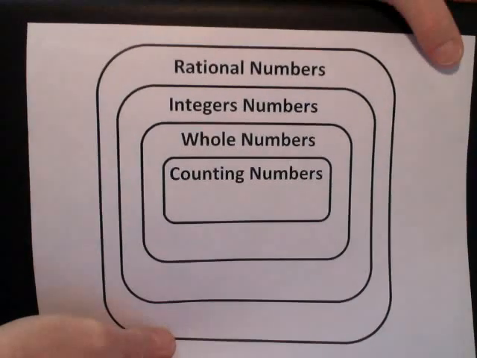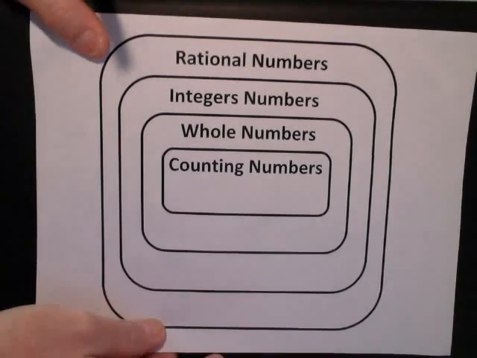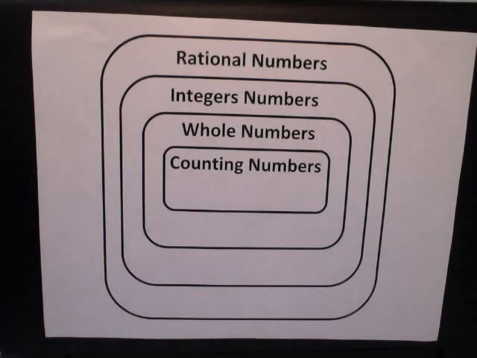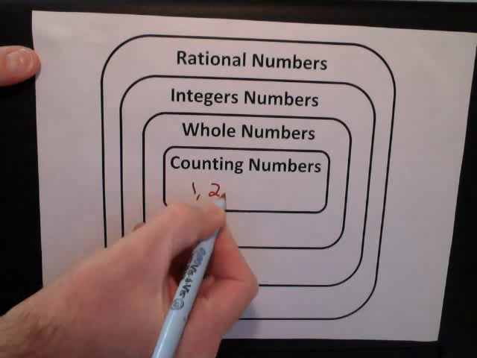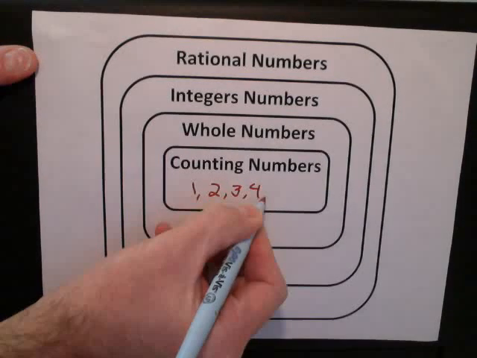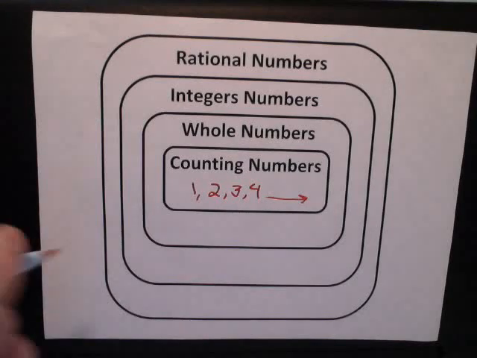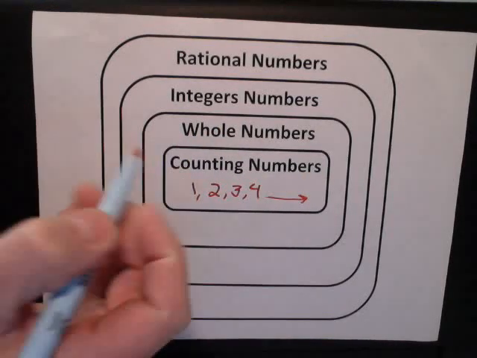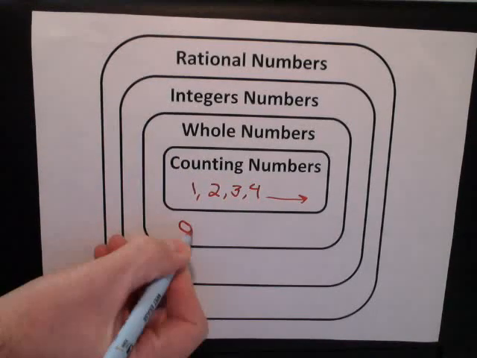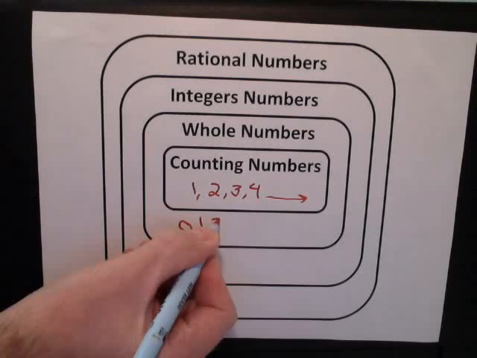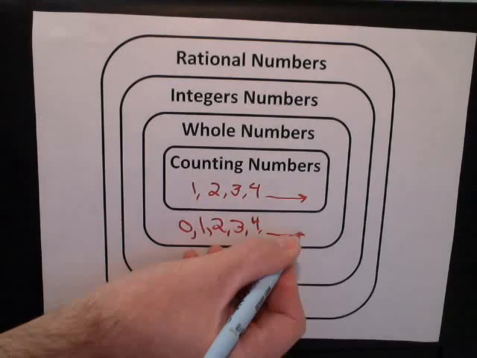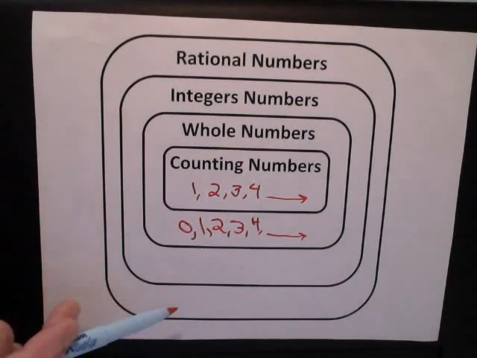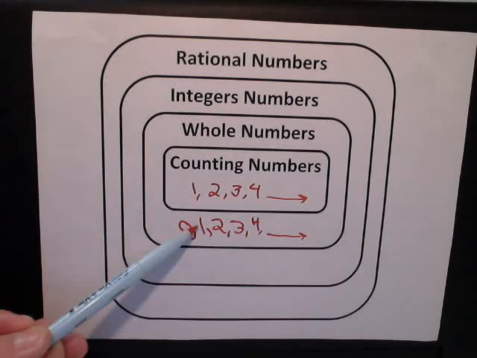Now, where do rational numbers fit into the whole scheme of numbers? Well, here's a little diagram to help you understand it. When you were growing up, you first learned the counting numbers. 1, 2, 3, 4, and they went on forever. Then you learned about the whole numbers. Well, the whole numbers were the addition of 0 to your counting numbers. 0, 1, 2, 3, 4, and on forever. So all the counting numbers were a part of the whole numbers.